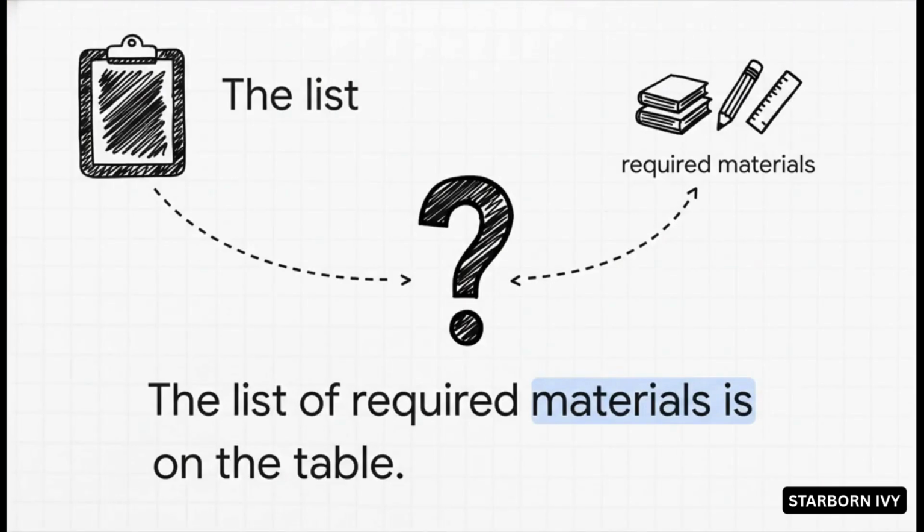Let's look at a classic example. The list of required materials is on the table. Just take a second. What is the verb actually describing? Is it talking about the materials, or is it something else? Right here, this is where the trap is set.